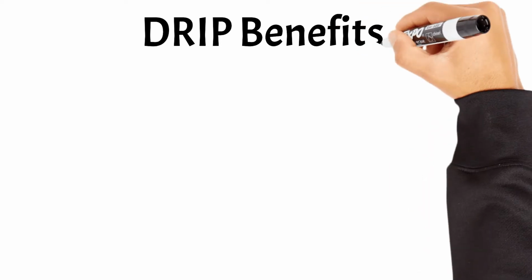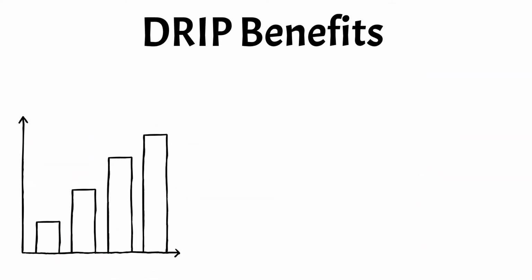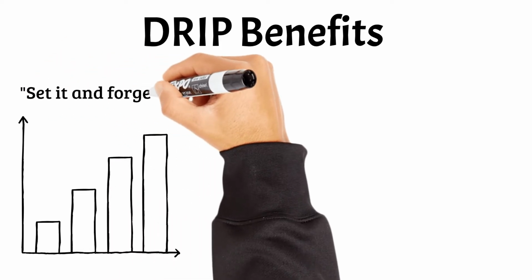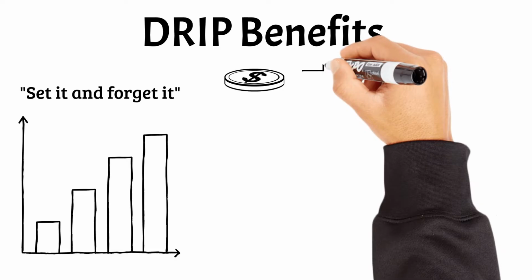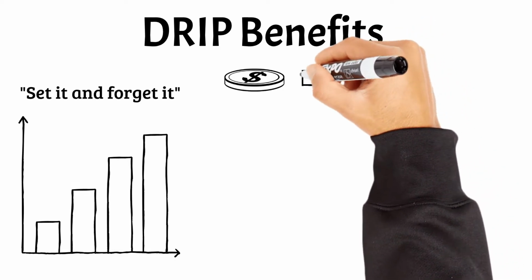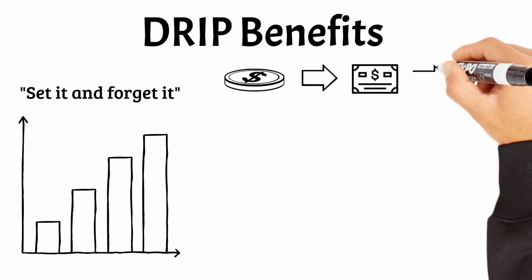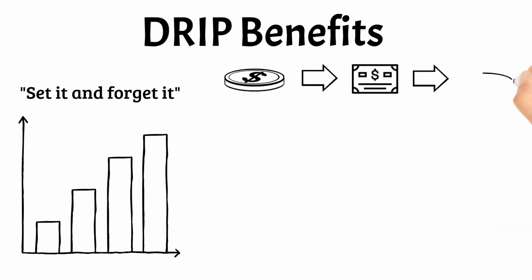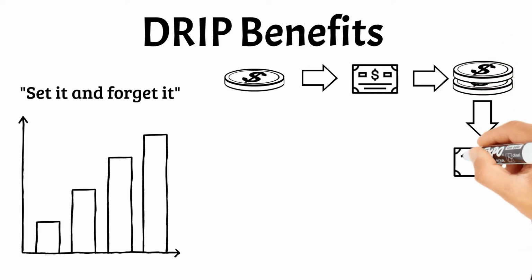So now let's talk about some benefits of DRIPs and why you may want to set this up for yourself. First off, DRIPs are great for the set it and forget it type of investing. Without any effort from you, your dividends will be automatically reinvested back into your portfolio. They can help you achieve compound interest over time through dollar cost averaging. The idea is that with each dividend payment, you will be able to buy a little more stock, which will pay you a little more dividends, which buys you even more stock, and so on.